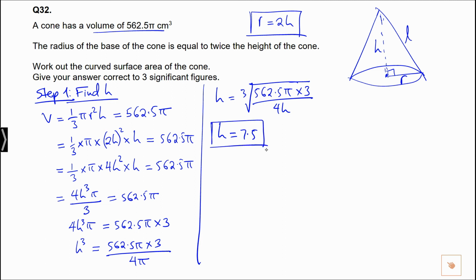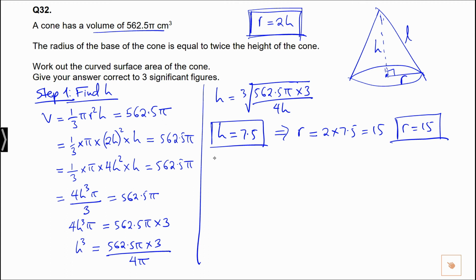So this is 7.5. Now, because h is 7.5 and we have this relationship here, we can also use that relationship to find r, which implies that r will be equal to 2 multiplied by 7.5, which is 15. So r will be equal to 15. So we have that parameter as well.